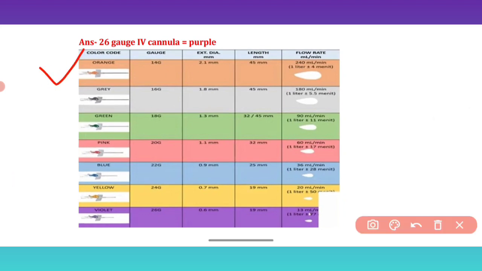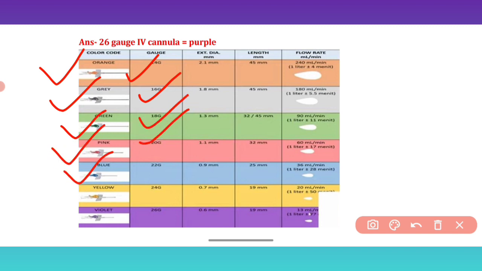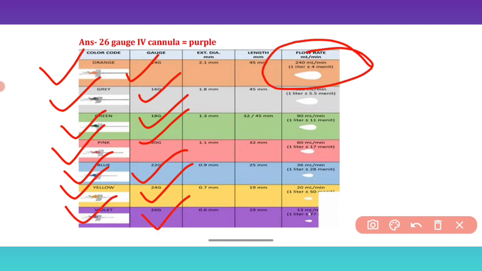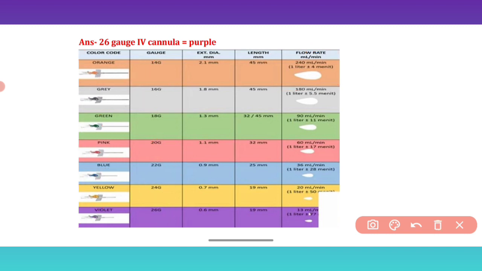The color code starts from orange. Orange means the gauge size is 14 gauge, gray means 16, green means 18, pink 20, blue 22, yellow 24, violet 26 gauge. And here I have also mentioned the flow rate. Please memorize these flow rates. This is the memory-based point of view.